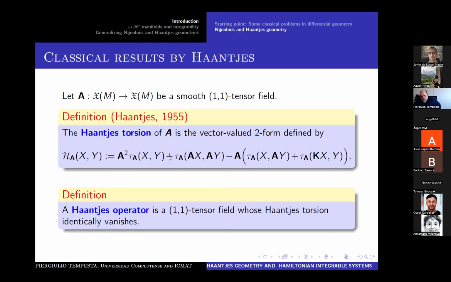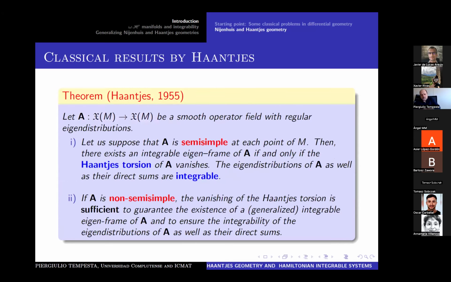So, if this quantity is equal to 0 identically, meaning for all possible choices of x and y, we will say that A is a Haantjes operator. Obviously, if A is a Nijenhuis operator, each of these contributions vanishes separately. So every Nijenhuis operator is a Haantjes operator, but the vice versa is not true. So Haantjes operators are much more general than Nijenhuis ones. Then we will see some examples, and everything will, I think, be immediately clear.